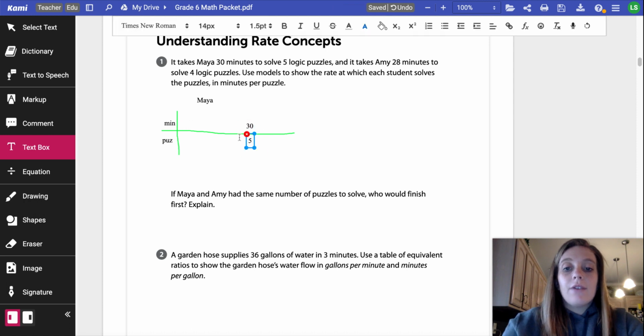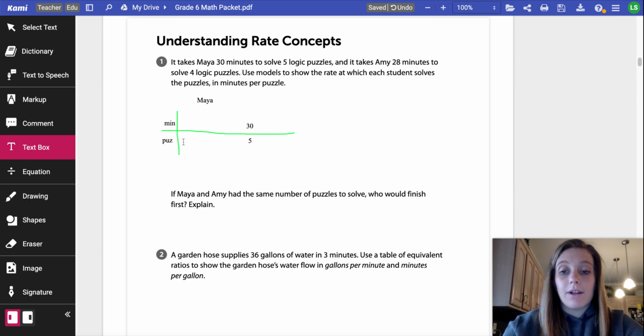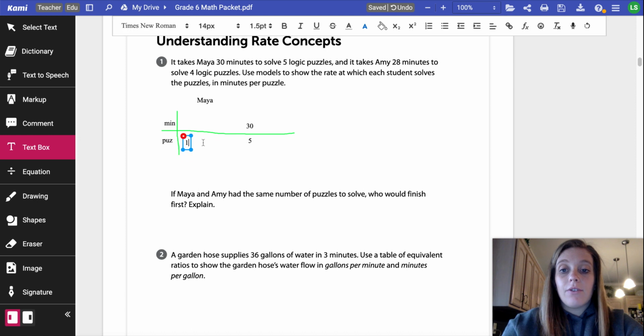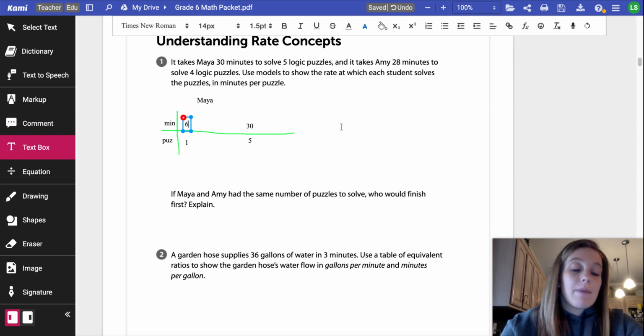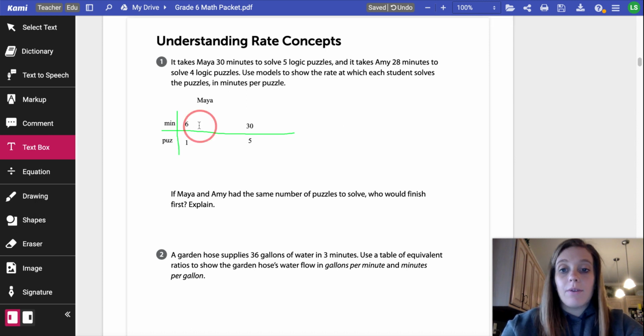Okay. So from here, I can find a unit rate, which would be finding how many minutes it takes her to solve 1 puzzle. So I know that to get from 5 puzzles to 1 puzzle, I divided by 5. So that means I'd also have to divide the minutes by 5, and 30 divided by 5 would give me 6. So I know that Maya takes 6 minutes to complete 1 puzzle.